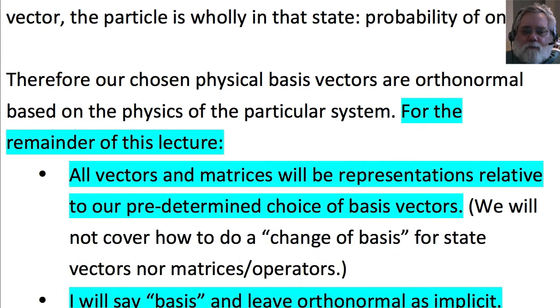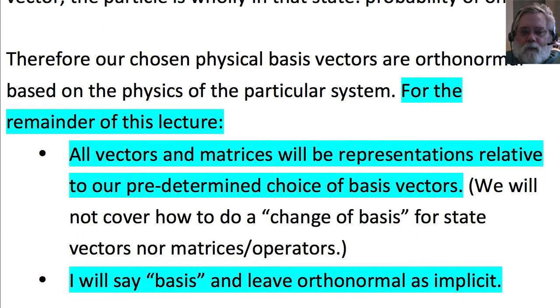And for the remainder of this lecture, all vectors and matrices will be representations relative to our predetermined choice of basis vectors. We're leaving the basis vectors arbitrary and abstract. We're not saying what they are physically, but we're saying for any given system, we will select two of them and then we will use them. And that's how we're going to proceed.